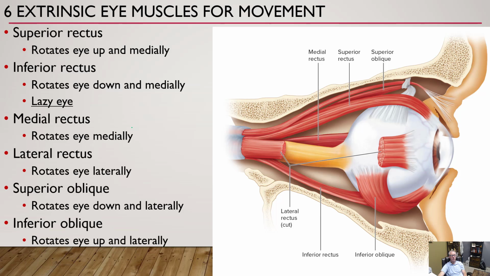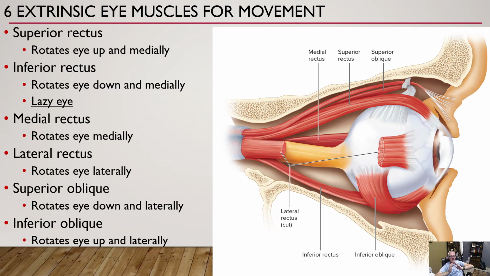All right, so our 6 eye muscles. There's 4 that are easy to remember. As long as you know your definitions, your 4 rectus muscles. Superior means above, so your superior rectus muscle rotates your eye up. Inferior rectus, down. Medial rectus muscle, rotate your eye medially. Lateral rectus muscle, rotate your eye laterally. So those are your 4 rectus muscles.